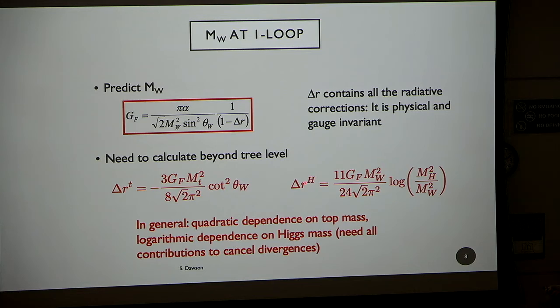And at one loop, the contribution from the Higgs, again, here's the logarithm that I was advertising before. The contribution from the Higgs is logarithmic, and the contribution from the top quark is quadratic, mt squared. So in general, there's quadratic dependence on the top mass and logarithmic dependence on the Higgs mass. And again, you need all the contributions to delta r. Yes? This is maybe an obvious question, but is that delta r_t corresponding to diagrams where there's a top in the loop? Is that how we should think about that? Yes.